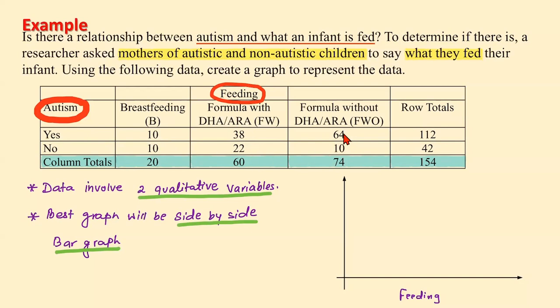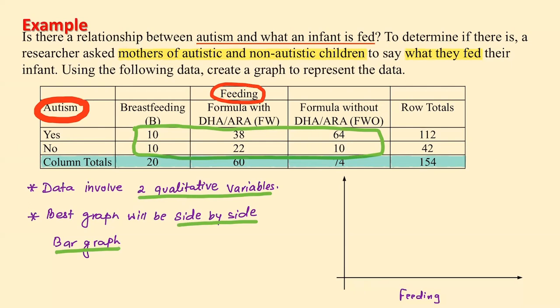For example, if you want to understand this 64, let's say 64 for the babies are on formula without DHA, but they have autism, just like that. So here along the y-axis, we'll have the frequency, and you can see the maximum number that we go up to is 64, right? Because the core data is here. Here is the information. We need to adjust those numbers along the y-axis. So we go up to 64.